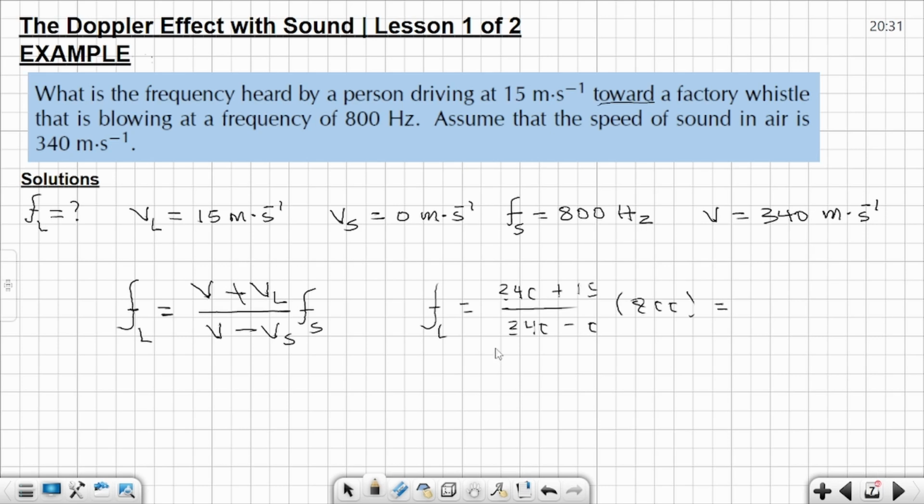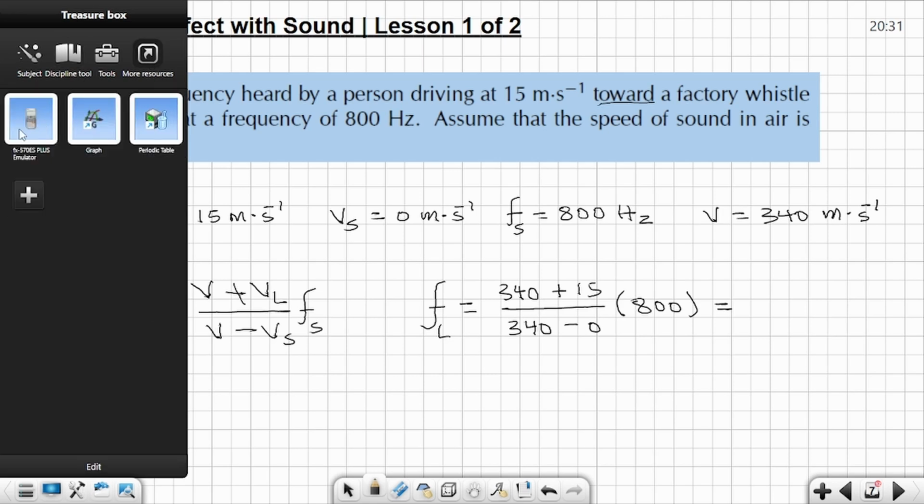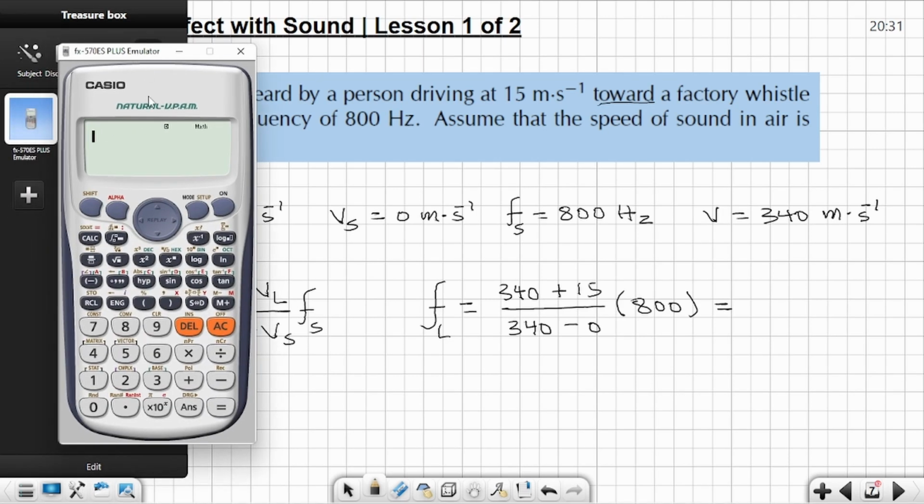And now you plug in the values. You have V there. V is 340 plus VL. VL is 15 meters per second. 340 minus Vs. Vs is 0, times 800. Okay, and you just use your calculator and see what the answer is. So this is what we have. You have 340 there plus 15 over 340. So 340 minus 0 is 340. So times 800.